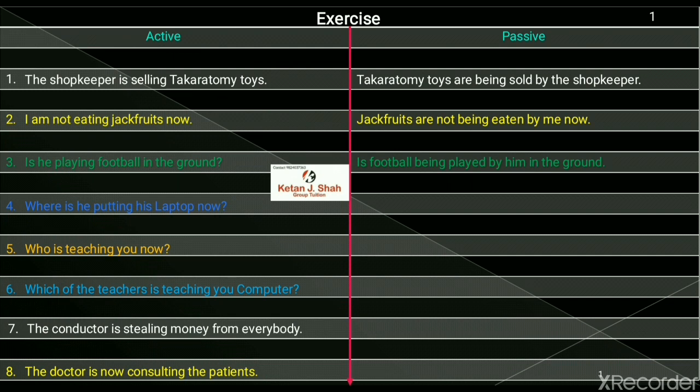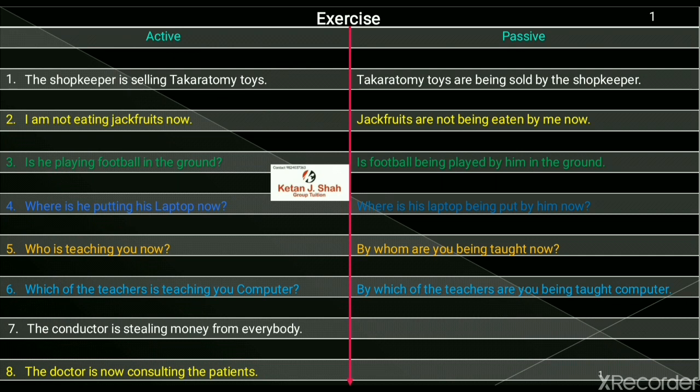Fourth, where is he putting his laptop now becomes where is his laptop being put by him now. Fifth, who is teaching you now becomes by whom are you being taught now. Sixth, which of the teachers is teaching you computer becomes by which of the teachers are you being taught computer.